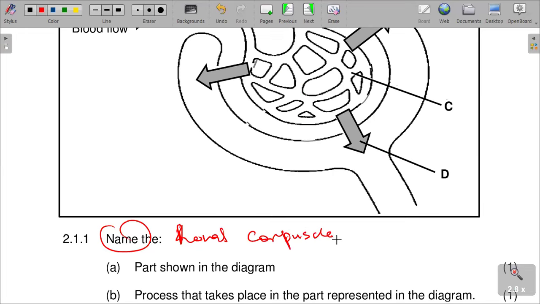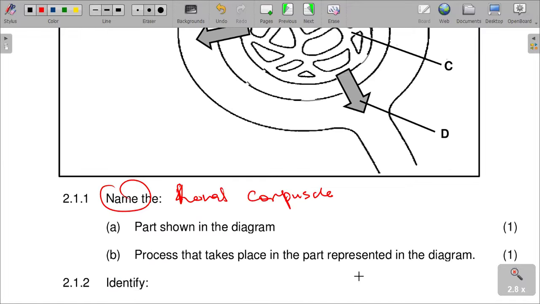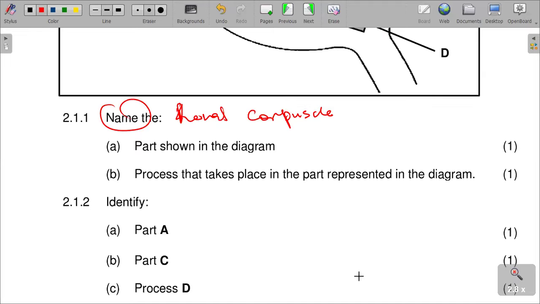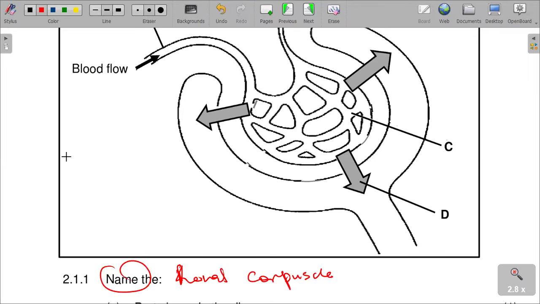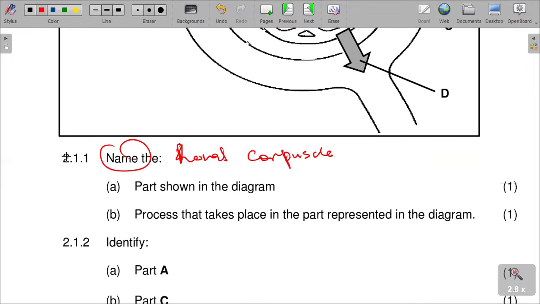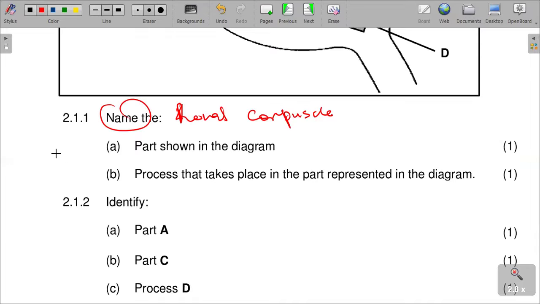And then the next question is saying, name the process that takes place in the part represented in the diagram. The process that is taking place there, we can call it what? It is filtration. It actually shows filtration, or we can say ultrafiltration. It is the process.